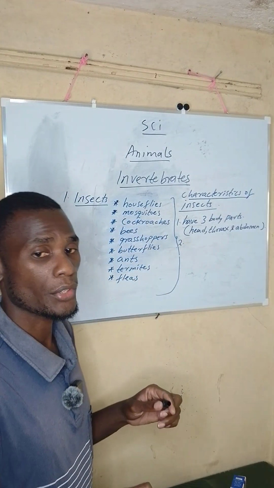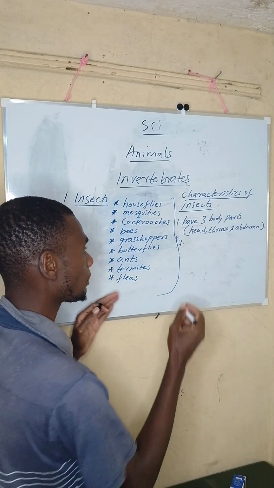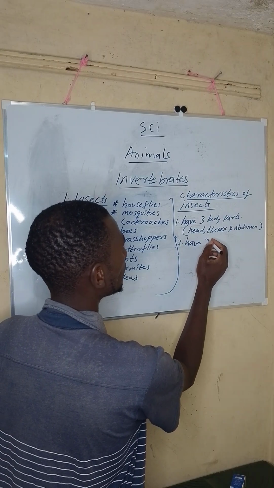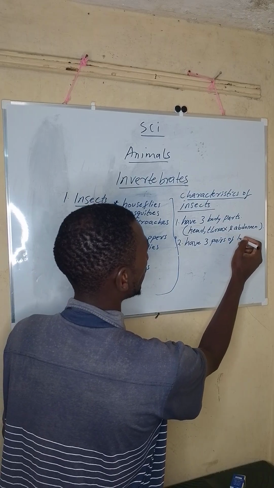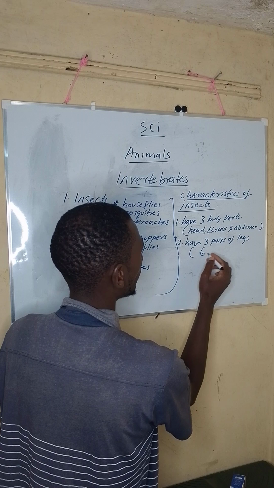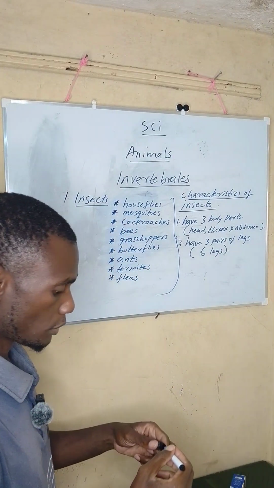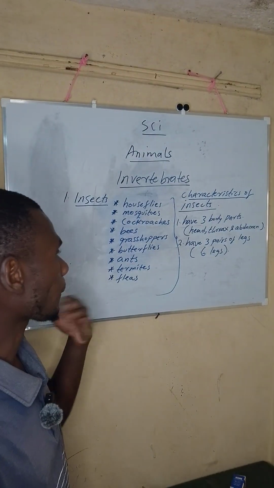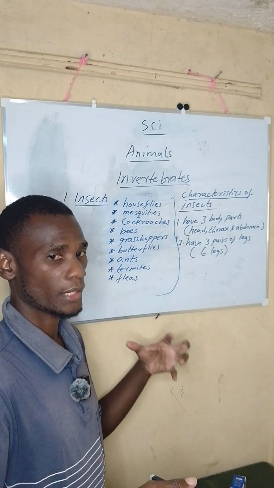Characteristic number 2 is that these animals have 3 pairs of legs. A pair means 2. So 3 pairs means they have 6 legs in total. So if you have one around or in your house, you can confirm the number of legs that these animals have. So they have 3 pairs of legs.